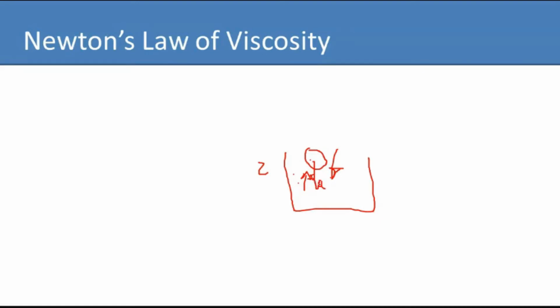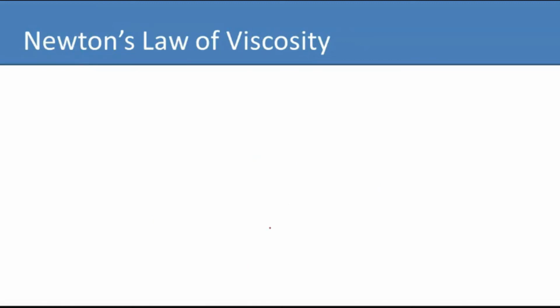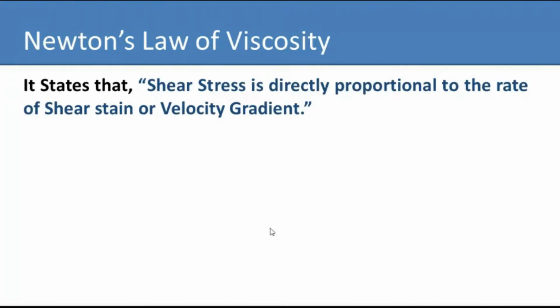So what is the relationship between this shear stress and this velocity of fluid u? The law which states the relationship between this viscosity mu, the shear stress tau and velocity u is nothing but Newton's law of viscosity. Newton's law of viscosity states that the shear stress is directly proportional to the rate of shear strain, or velocity gradient.